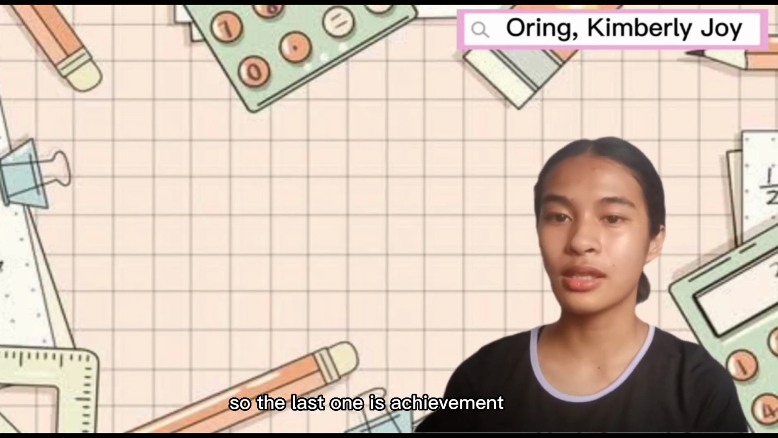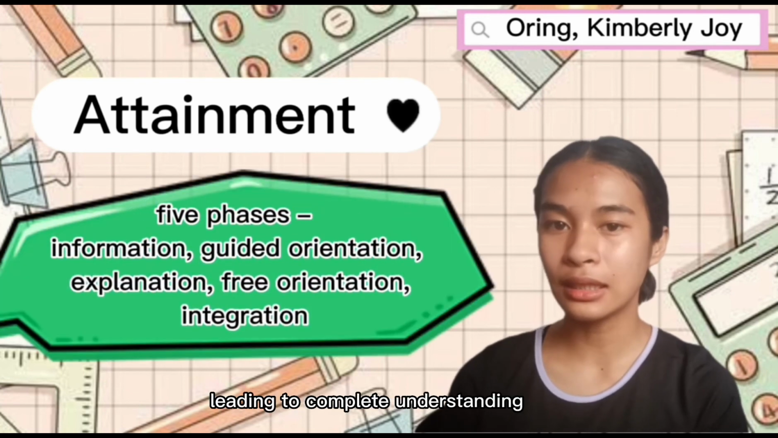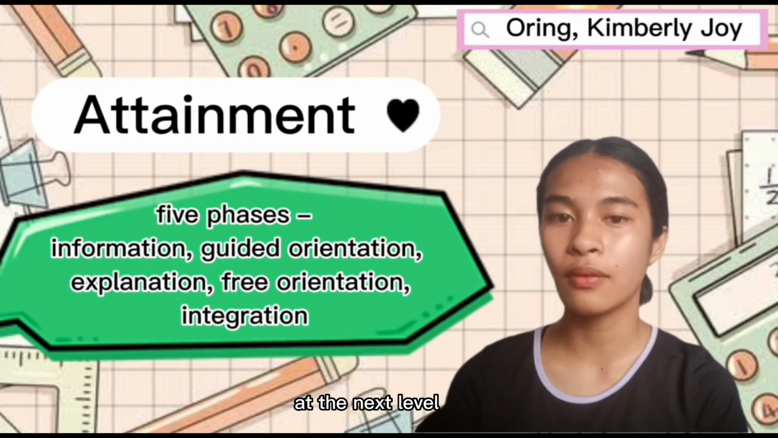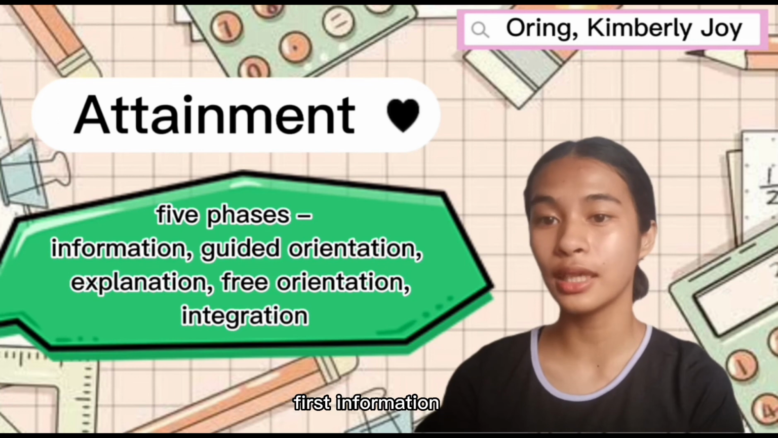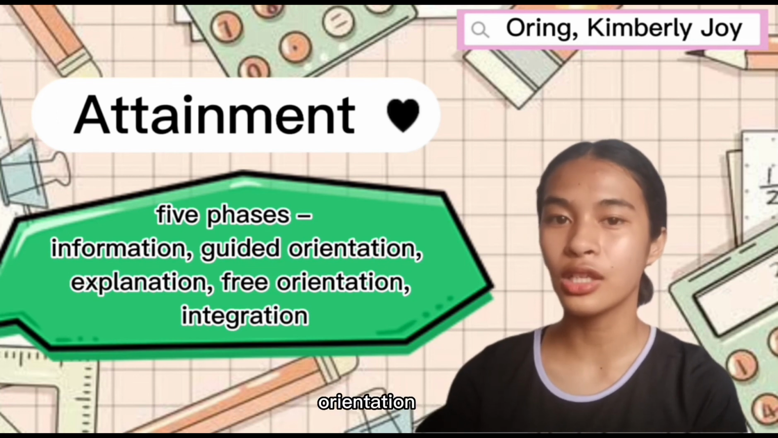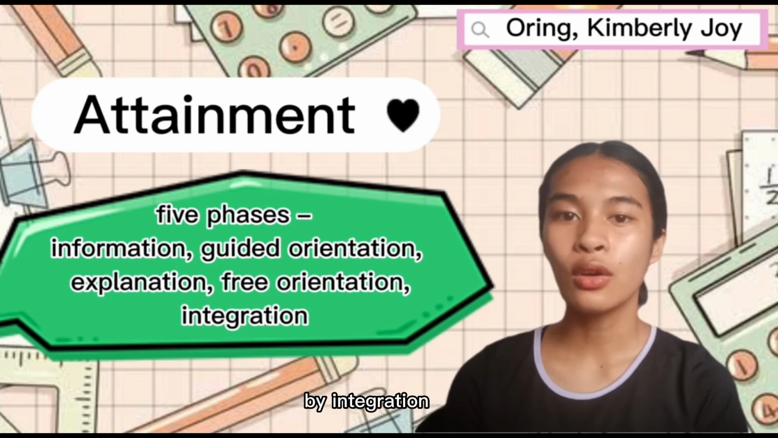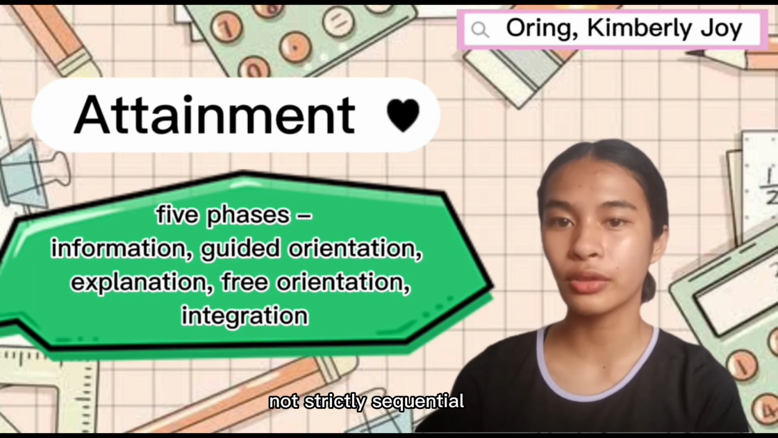So the last one is attainment. The learning process leading to complete understanding at the next level has 5 phases. First, information. Second is guided orientation. Third, explanation. Fourth, reorientation. Fifth, integration, which are approximately but not strictly sequential.